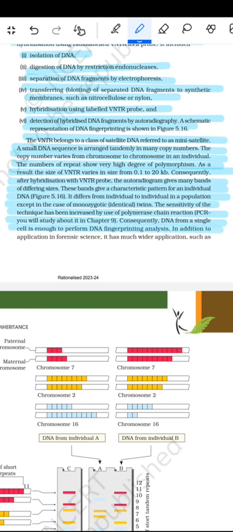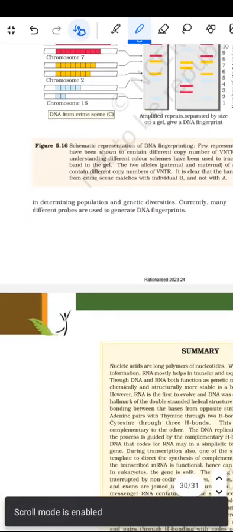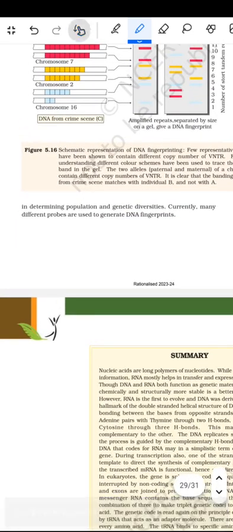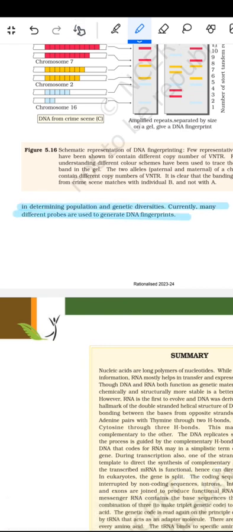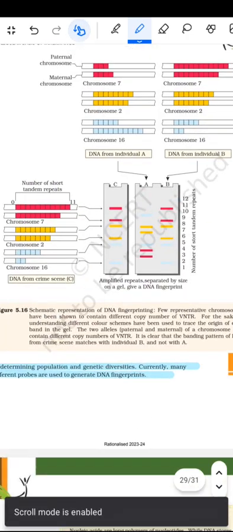In addition to the application in forensic science, it has much wider applications, such as in determining population and genetic diversity. Currently, many different probes are used to generate the DNA fingerprints.